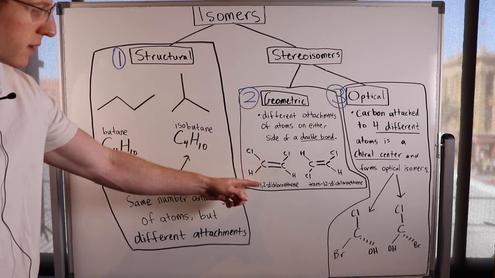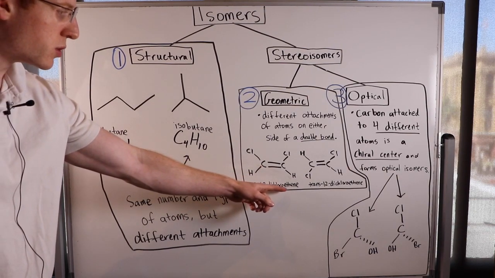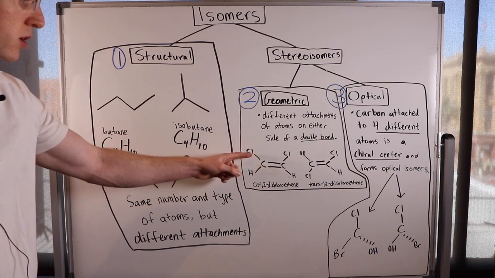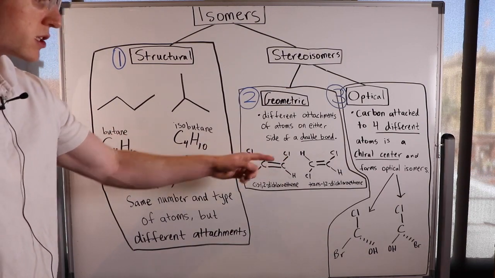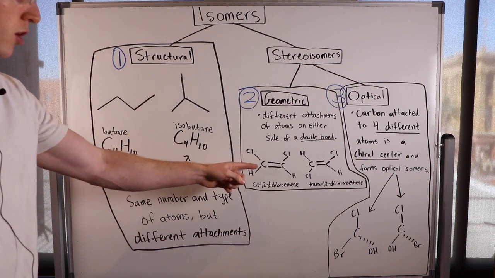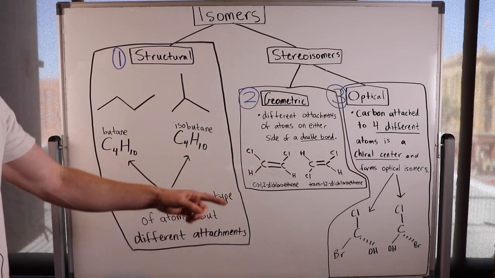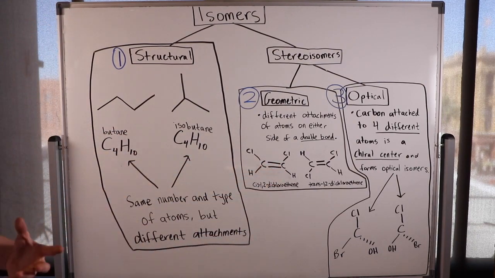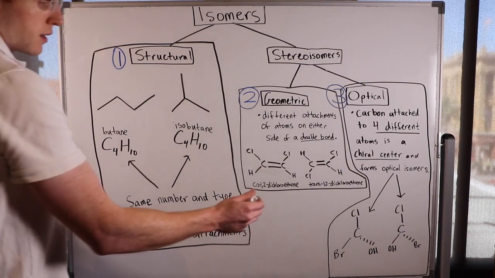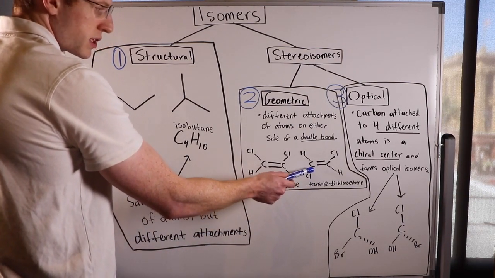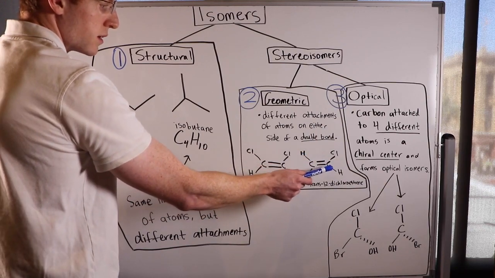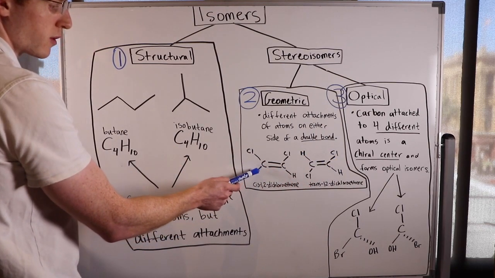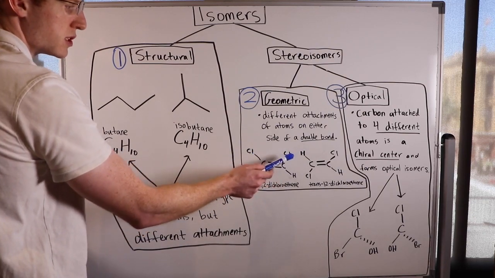So this is actually cis 1,2 dichloroethene, because the chlorines are the substituents and they are on the same side, so we call that cis, and they're on carbons 1 and 2, and we know that this is ethene because there's a double bond. On the other hand, notice how in this case the carbons are still attached to an H and a Cl, just as they were before, HCl, HCl.